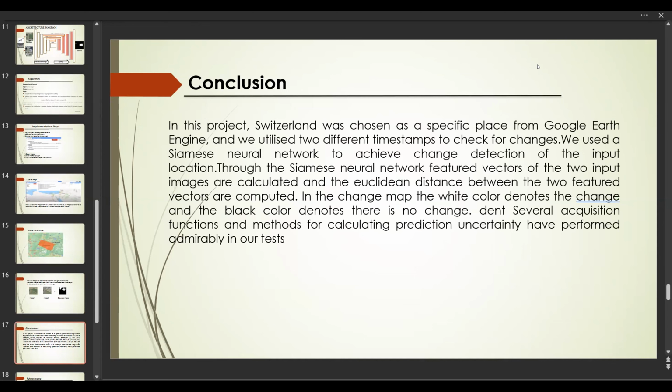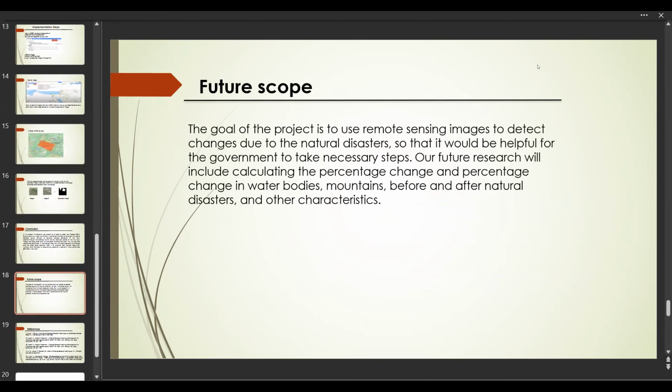This was the conclusion. I conclude that we have chosen this project in order to identify the agriculture changes, mainly concentrated on agriculture of Switzerland. It is used to identify the changes of that land in two different timestamps.